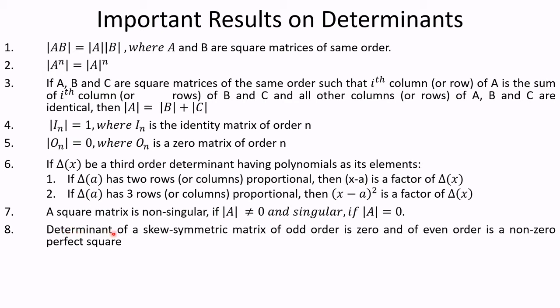Point number 8. Determinant of a skew matrix of an odd order is 0 and of an even order is non-zero, a perfect square.